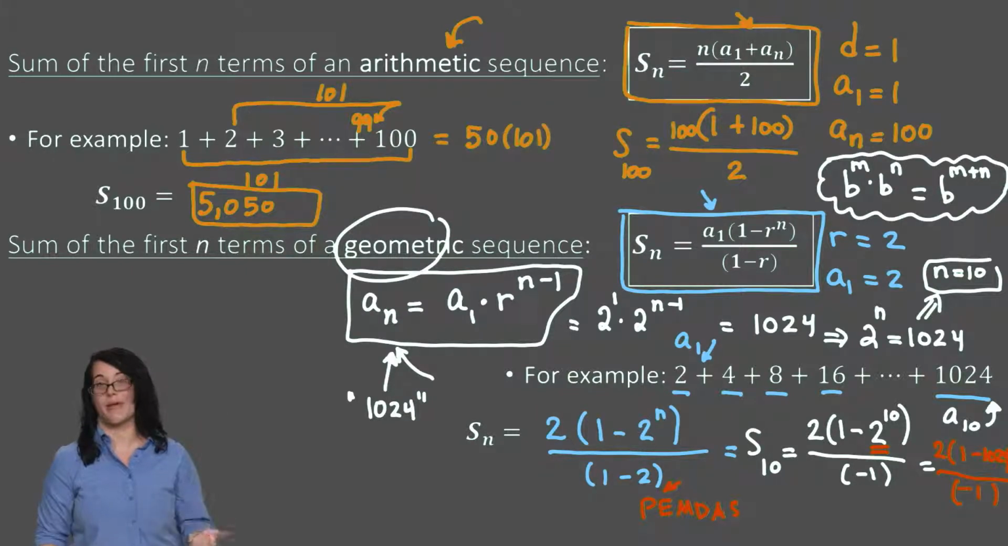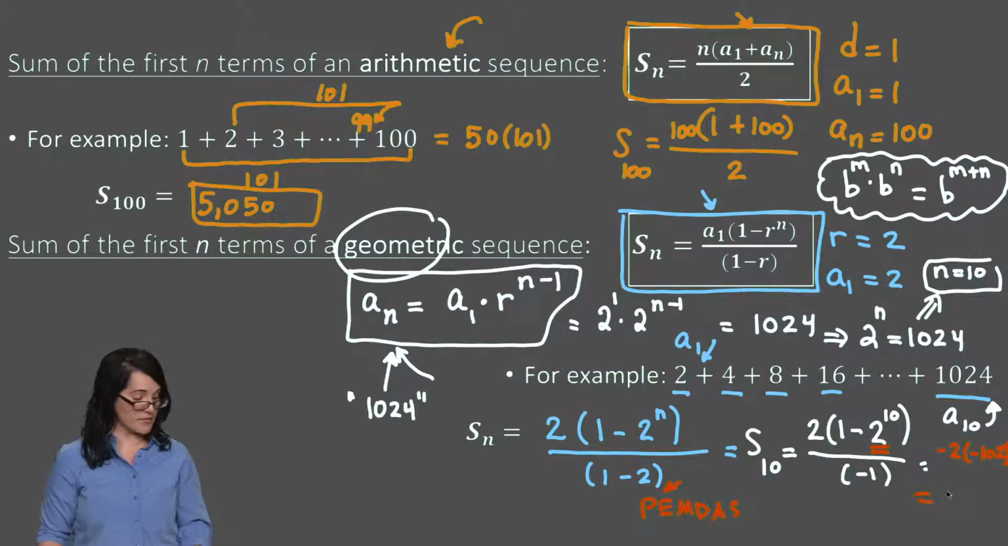Well, 2 divided by a negative 1 is just negative 2. So this should really end up equaling negative 2 times negative 1023. So let's write that out. So negative 2 times negative 1023. So your final answer should be positive. In fact, the final answer is in fact 2046.